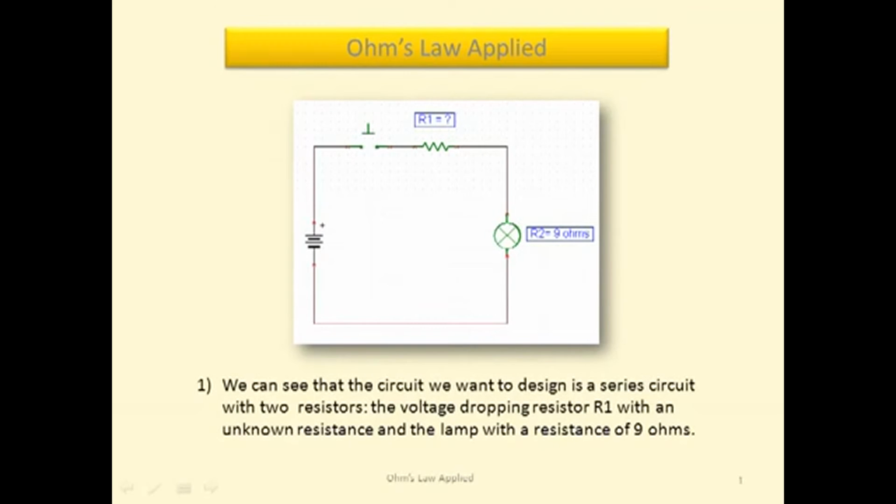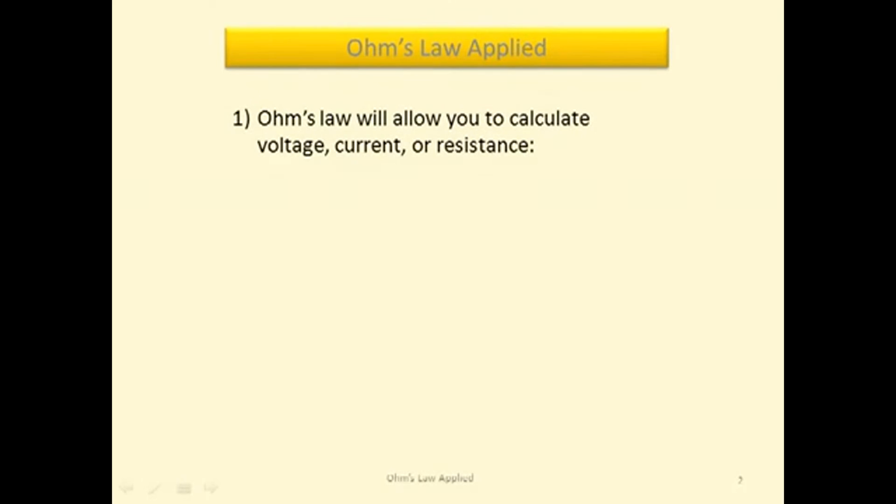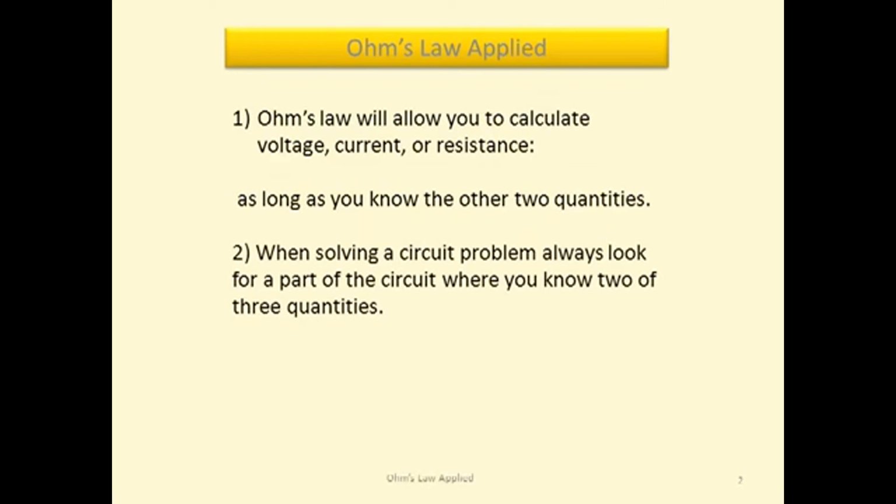We can see that the circuit we want to design is a series circuit with 2 resistors: the voltage dropping resistor with an unknown resistance, and the lamp with a resistance of 9 ohms. Ohm's law will allow you to calculate voltage, current, or resistance, as long as you know the other 2 quantities. When solving a circuit problem, always look for the part of the circuit where you know 2 of the 3 quantities.